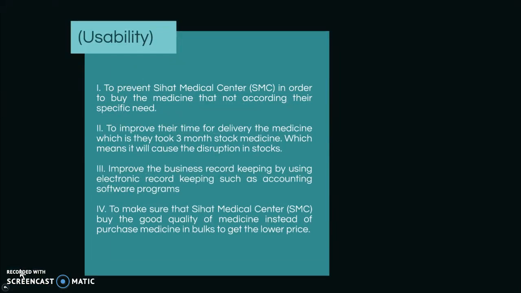This is usability. For the first one, it is to prevent SMC from buying medicine that does not match their specific needs. Second, to improve their delivery time of medicine, which is linked to 3 months of medicine stock. Third, improve business record keeping by using electronic record keeping such as accounting software programs. And the last one is to make sure that SMC buys good quality medicine instead of purchasing medicine in bulk to get a lower price.